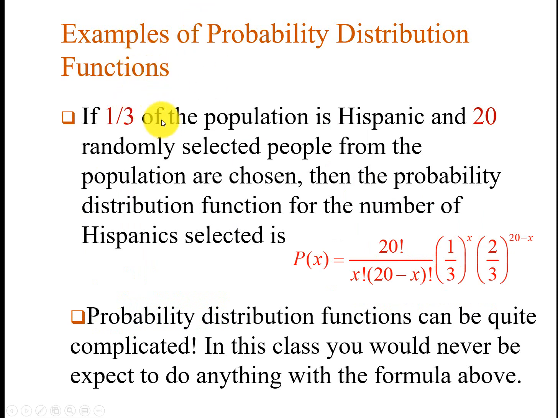So another example of a PDF is if 1/3 of the population is Hispanic and 20 randomly selected people from the population are chosen, then the PDF for the number of Hispanics is this. So they can get quite complicated, and you would never have to do anything like this above.